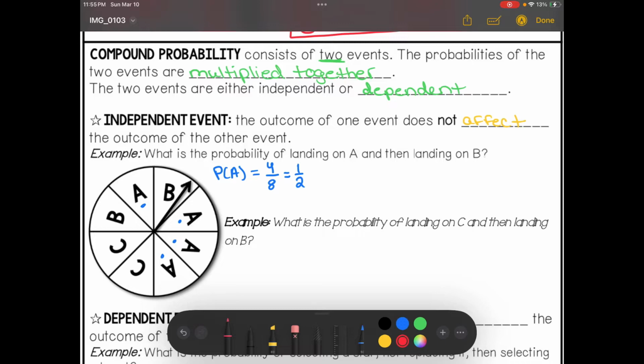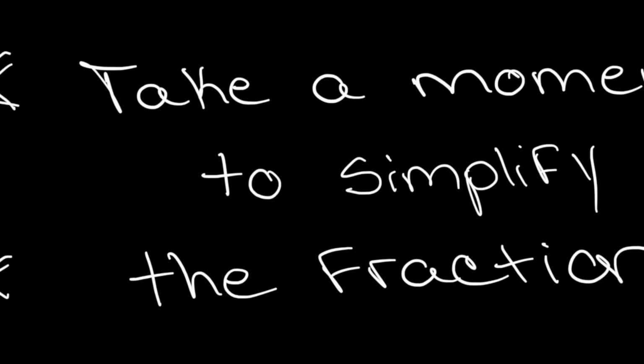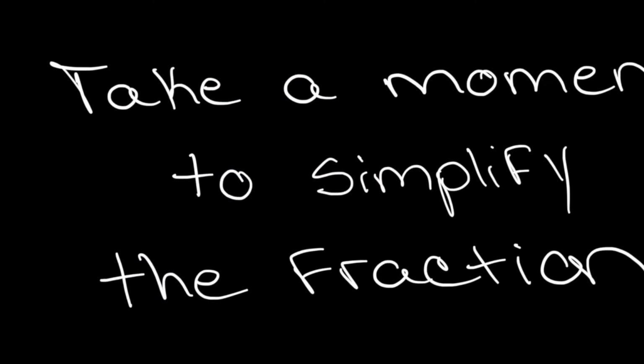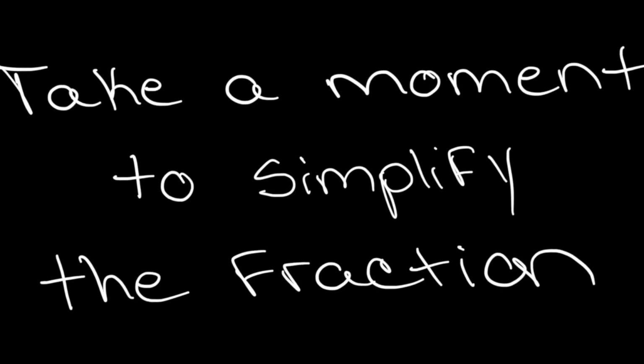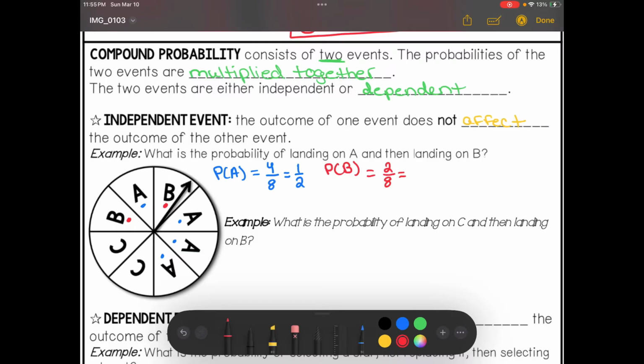Now we need to find the probability of spinning B on the spinner. So the probability of spinning B, we already know there's 8 total sections. There's 1, 2 B's on the spinner. So when we simplify that, that becomes 1/4.